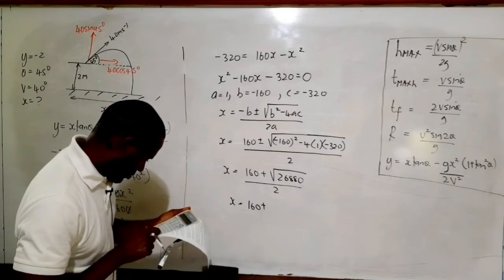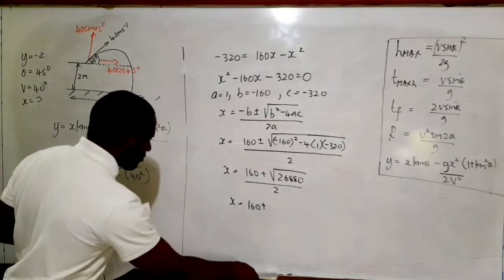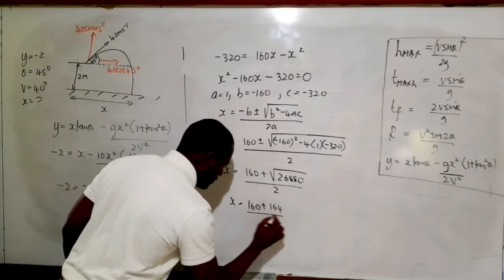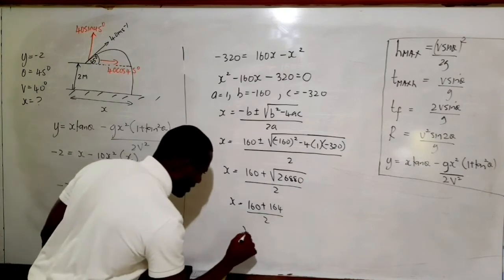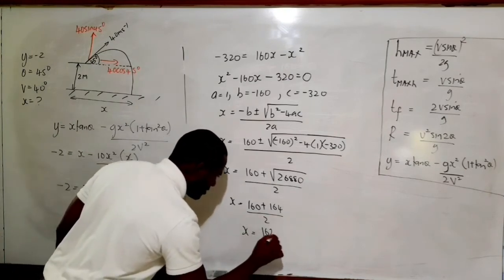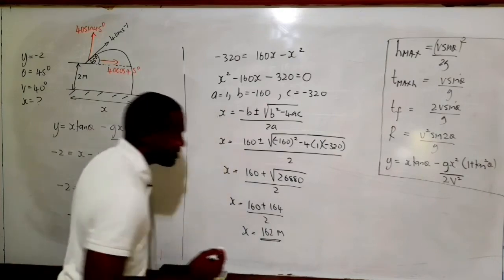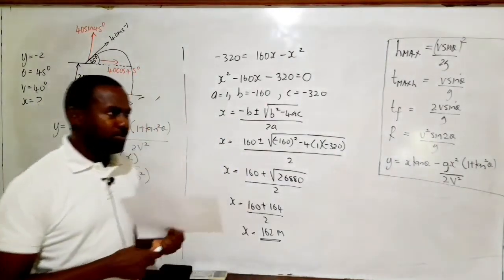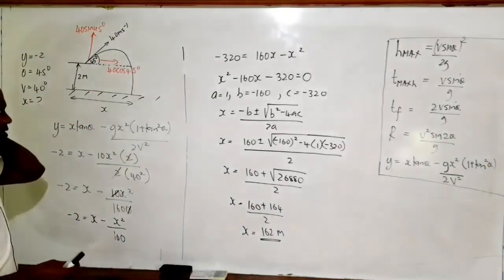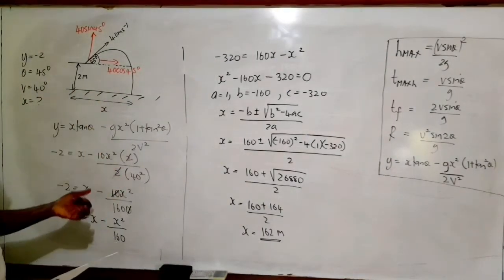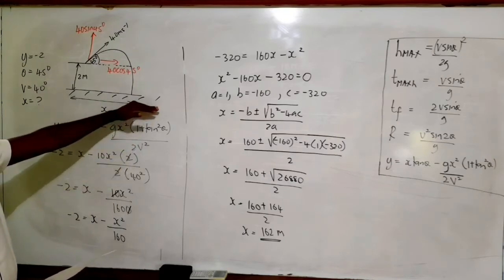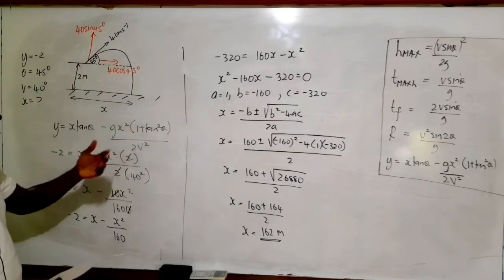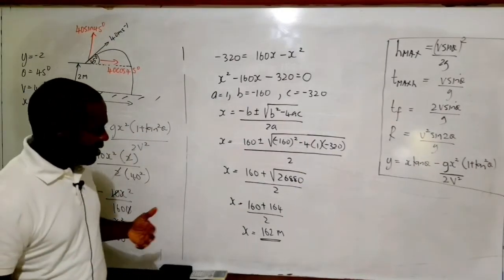That gives us 163.9 or 164, so approximately 164 over 2, and this therefore gives us x is equal to 162 meters, which of course is very close to the previous answer we got when we applied the previous approach. So previously what we did was to consider the vertical direction. We found the time taken to strike the ground, and then because the horizontal velocity was constant, we used that time to calculate the horizontal distance traveled, and we got something very close to 162 meters.